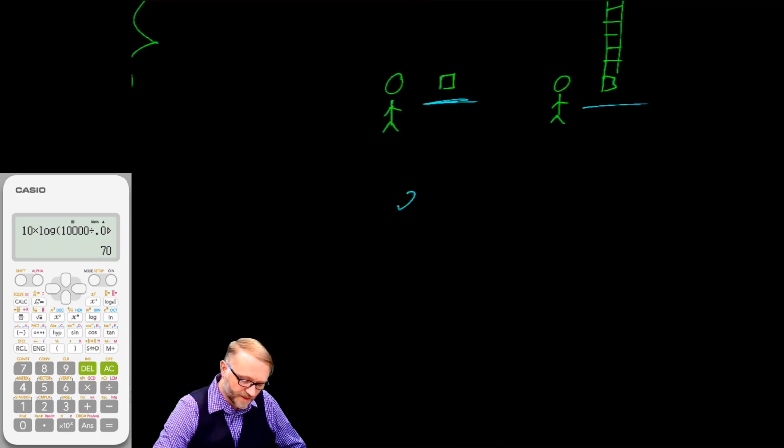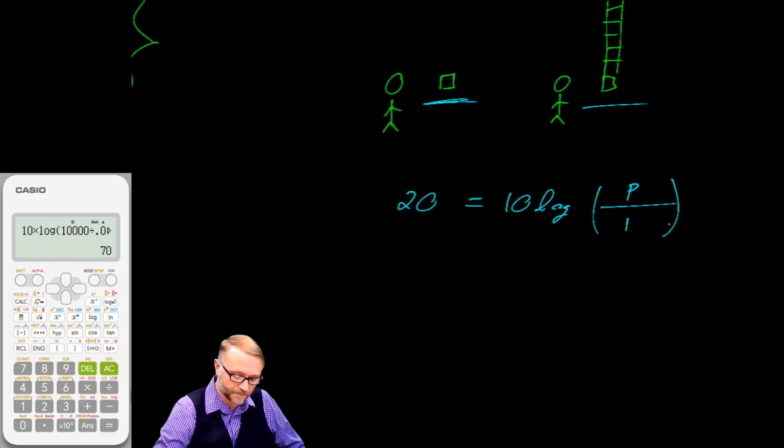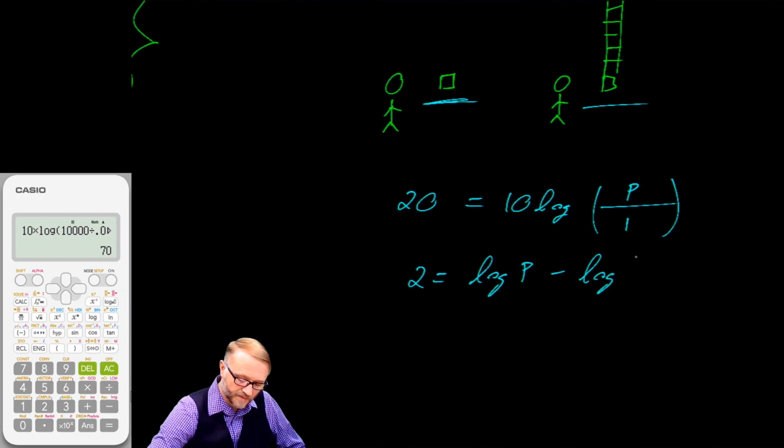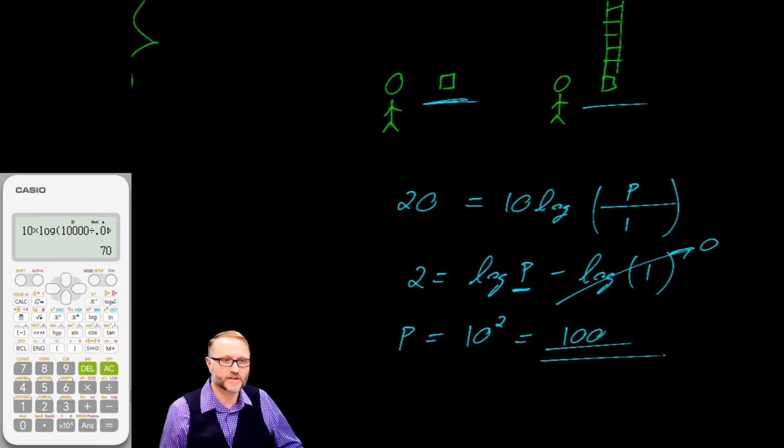We may as well finish out the story by seeing what the professor really meant. So that's 20 is equal to 10 log of the information that the professor gave over the information the student wanted. So we'll talk about this being the professor and this being 1 unit for what the student wanted. So that's 2 is equal to log of what the professor gave minus log of 1, which is what the student wanted. This goes to 0. To break this P out of jail, we would say the professor actually gave the student 10 squared, or about 100 times more information than they actually wanted to know.